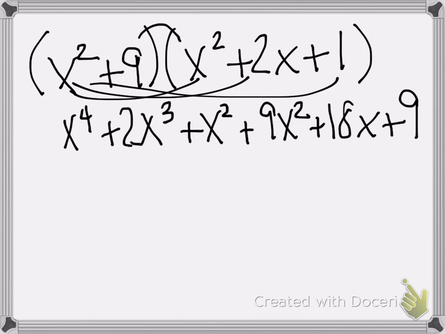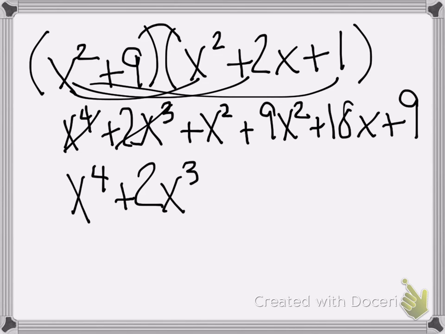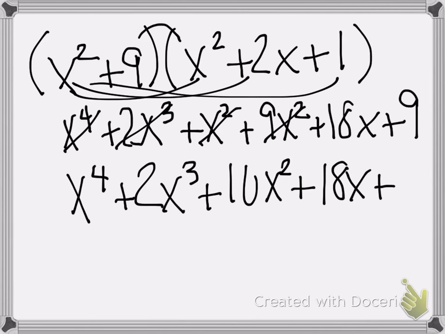Okay, now let's combine our like terms. That gives us x to the 4th. I've got 2x cubed, nothing to go with that. I've got an x squared and a 9x squared, which is going to give me a 10x squared. And then I have 18x plus 9. Now then, I have a polynomial whose zeros are -1 as a double root and 3i and -3i.